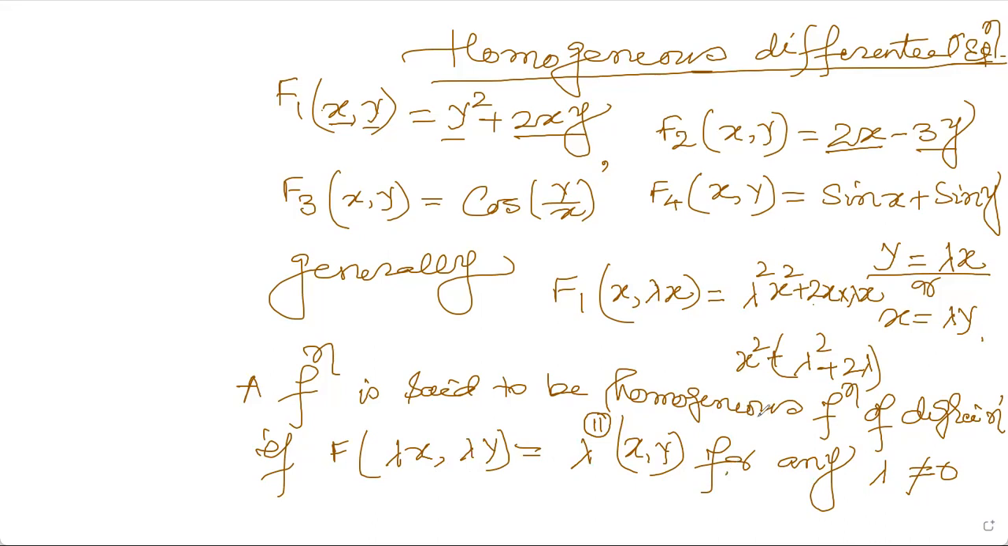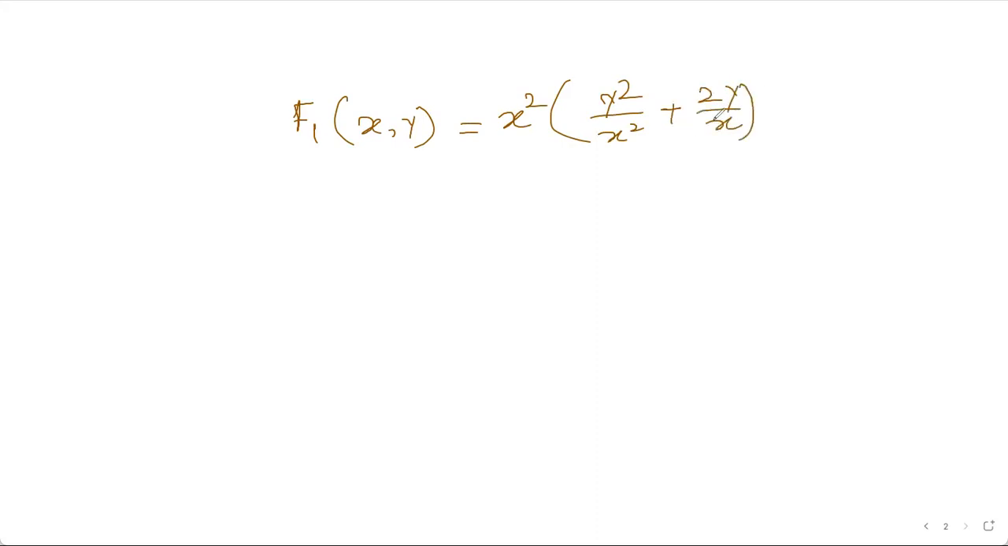So let us check. You can generally say, and this can be in terms of x, y. So if I take the first example first, f of x, y equals x square, as I took common there, y square upon x square plus 2y upon x, and that is equal to x square times some other function, I'm taking h1 of y upon x.